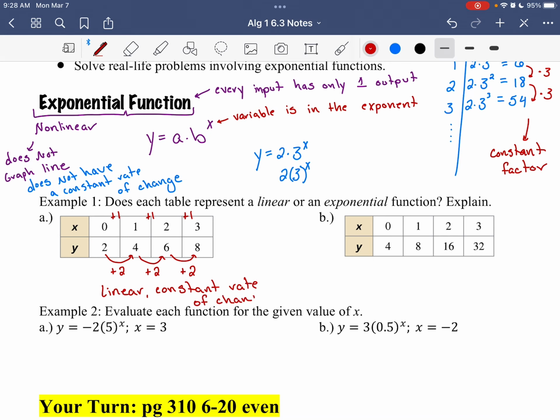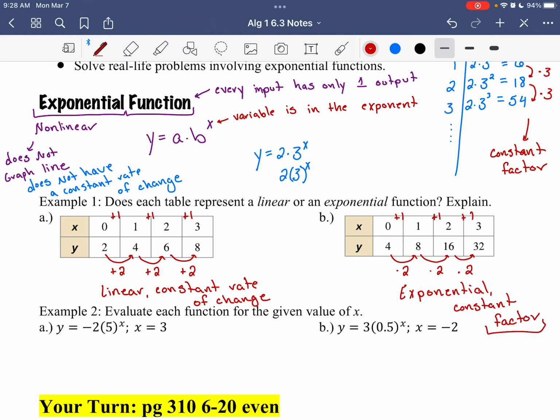It's going up by 2 each time. Okay. Well, on this next one, if we notice our x's here go up by 1 each time, 0 and 1, 1 plus 1 is 2, 2 plus 1 is 3, up by 1 each time. But look from here, add 4 to get to 8. I don't add 4 to get to 16. 4 times 2 is 8. 8 times 2 is 16. 16 times 2 is 32. So that makes this one exponential because of that constant factor.